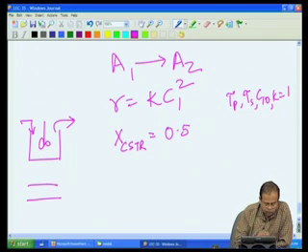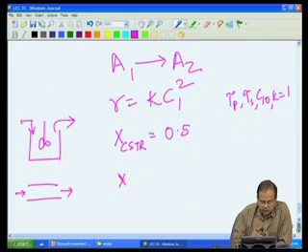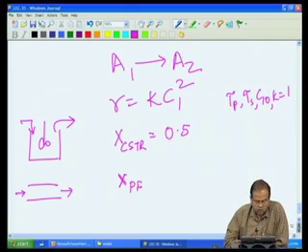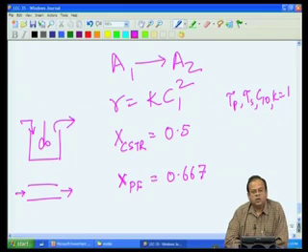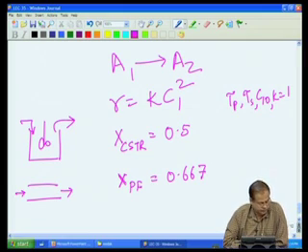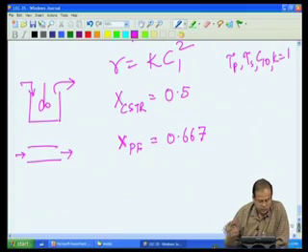Suppose it was a plug flow reactor. As you can expect, the conversion in the plug flow reactor for the same residence time will be higher, because it is a second order reaction. So, that gives you a value of 0.667. Okay.